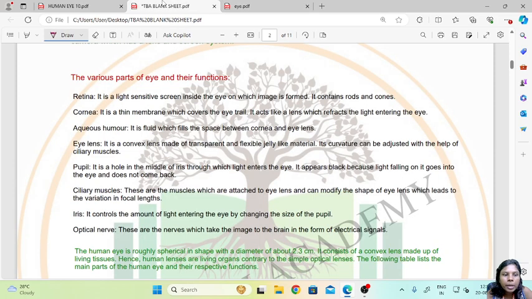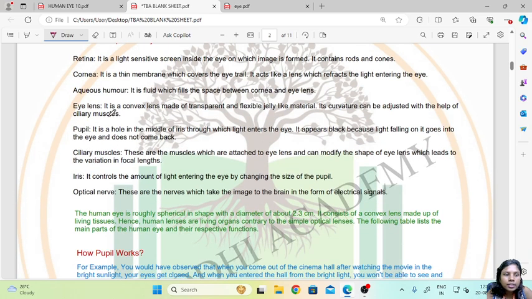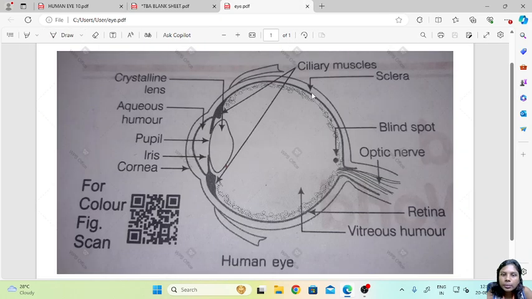So what is it made up of? Firstly, it is a convex lens and it is made up of transparent and flexible jelly-like material. Its curvature can be adjusted with the help of the ciliary muscles. Okay, so now first we'll look at the ciliary muscles. So ciliary muscles are here on this outer region.